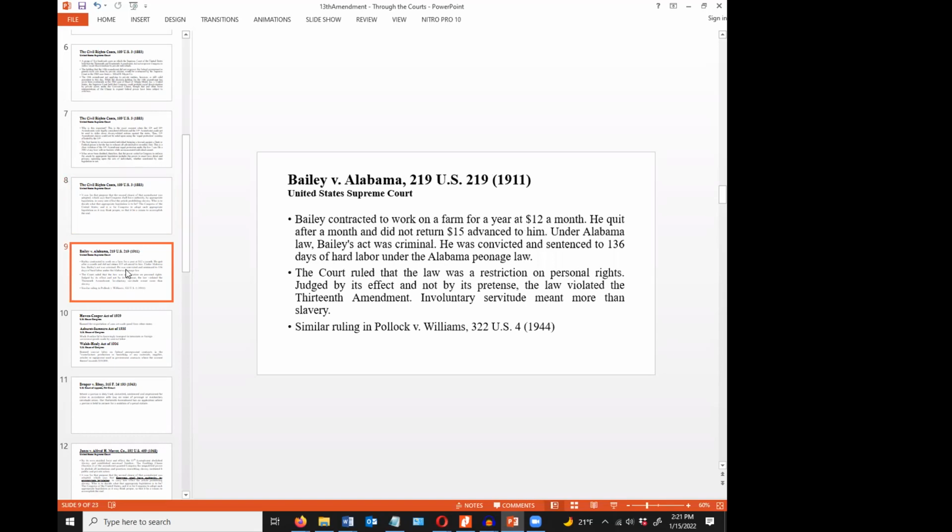Then came the Bailey versus Alabama decision. In it, it was pretty much the same thing, where you had a person, Bailey, who contracted to work on a farm for a year at $12 a month. He quit after a month and did not return the $15 advance that was given to him. Under Alabama law, Bailey's act was criminal. He was convicted and sentenced to 136 days of hard labor under the Alabama peonage law. The court ruled that the law was a restriction on his personal rights. Judged by its effect and not by its pretense, the law violated the 13th Amendment. Involuntary servitude meant more than slavery.